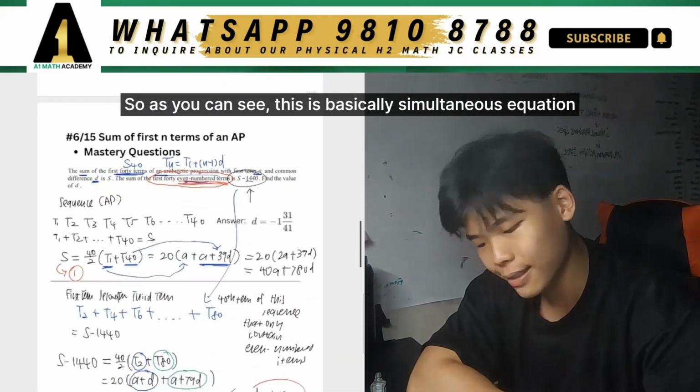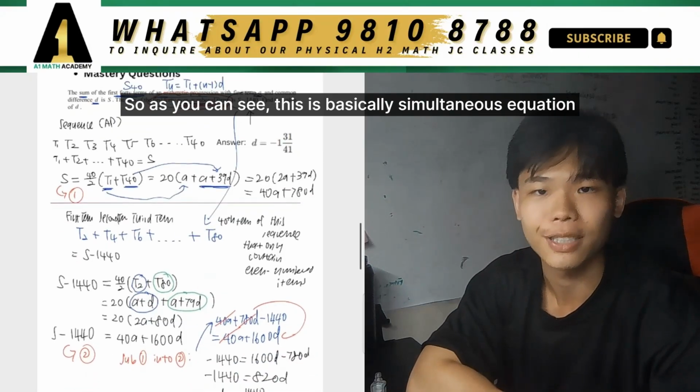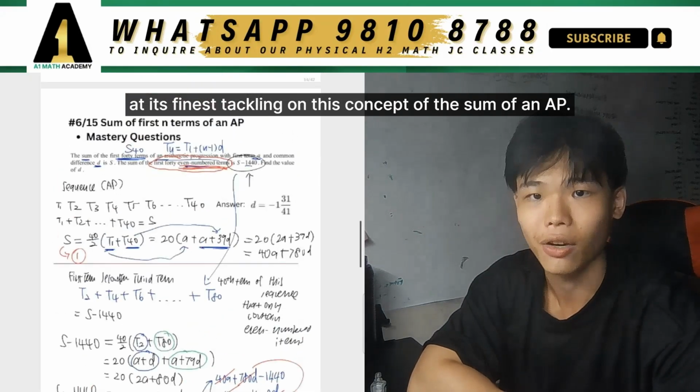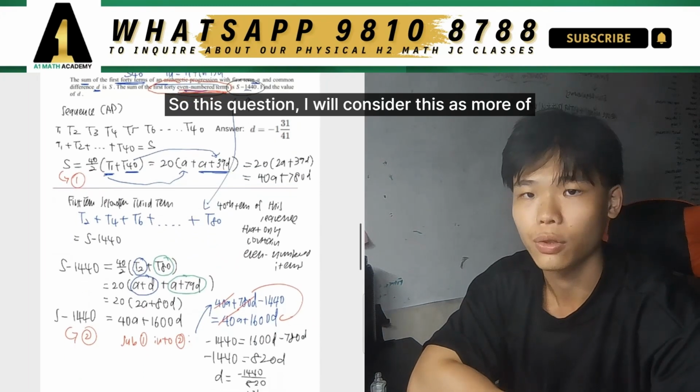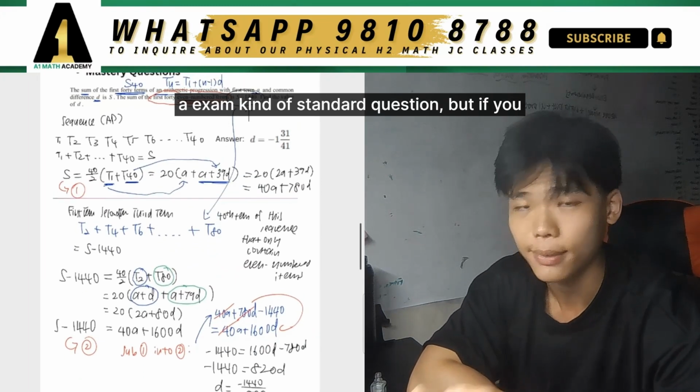So as you can see, this is basically simultaneous equations at its finest, tackling this concept of the sum of an AP. This question, I would consider as more of an exam standard question.